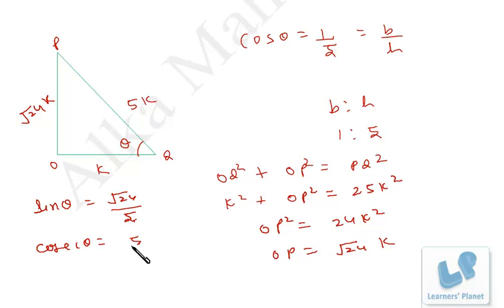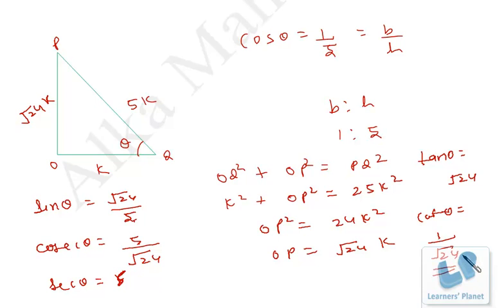Cosec theta will be reciprocal of sine theta. Sec theta will be reciprocal of cos theta. Then tan theta, we have two relations for tan theta, that is sin theta by cos theta, or we can say perpendicular by base. So root 24K by K, so that's root 24, and cot theta will be equal to 1 upon root 24, right? So there are two ways to calculate the other five trigonometric ratios if one is given, right? And it's really simple. You should be clear with both the methods, so whenever you wish you can apply the same, right?